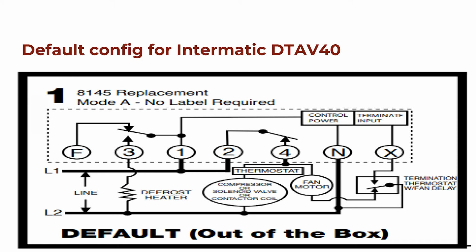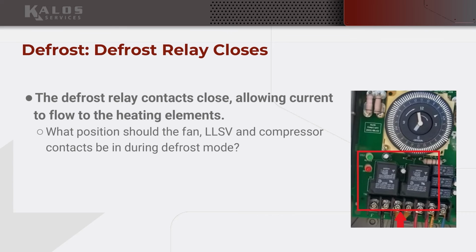Okay. So where are we in the cycle? We are in defrost. Our time clock has initiated defrost. We've opened our power to our fan, liquid line solenoid, and compressor, and one of two things is going to happen. Either it's going to run for its full pre-programmed time duration, or it's going to run until the early termination is initiated.